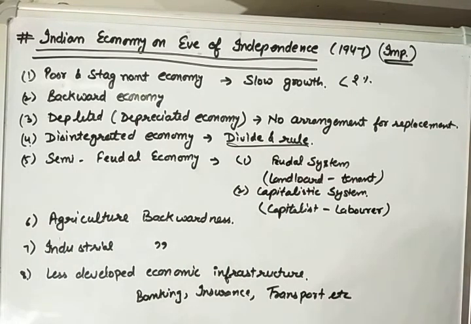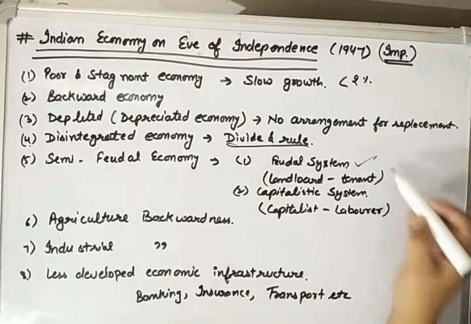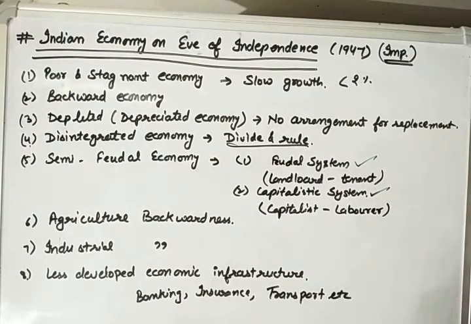The next is a semi-feudal economy. Basically, when the Britishers left India, they gave two systems to India: the feudal system and the capitalist system. Let's understand what the feudal system is. The feudal system is a system of landlord and tenant relation.